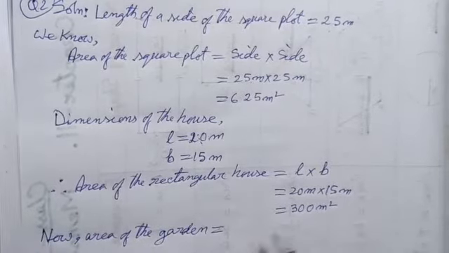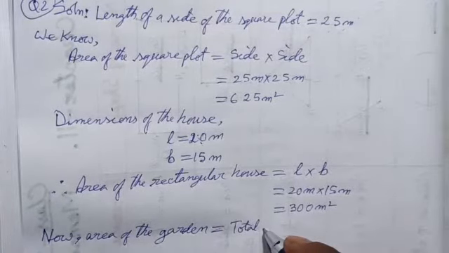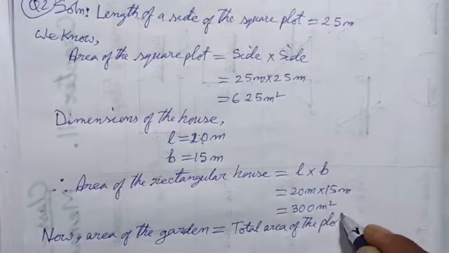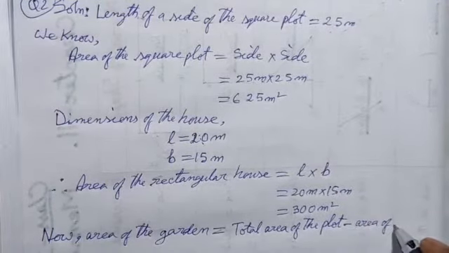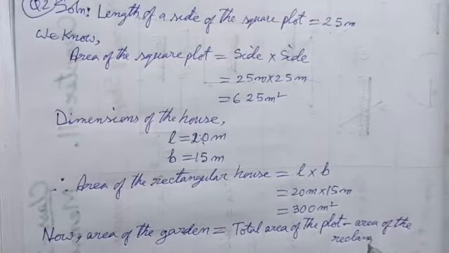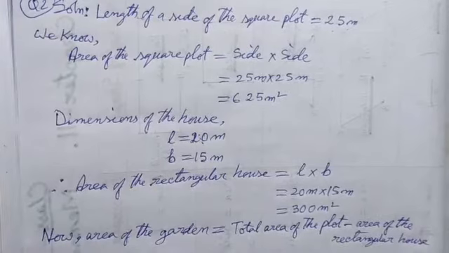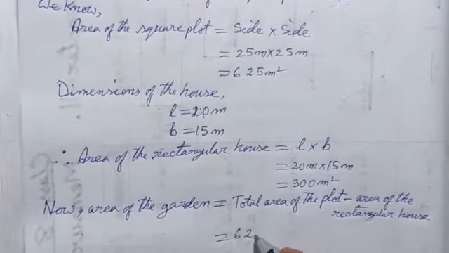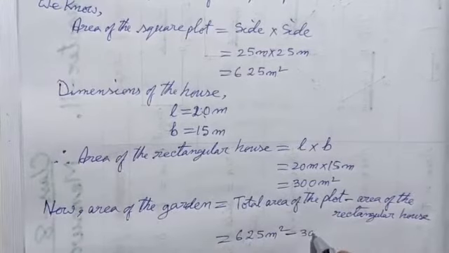Area of the garden will be total area of the plot minus area of the rectangular house. So area of the plot is this, 625 meters square. And area of the rectangular house is this, so minus 300 meters square.